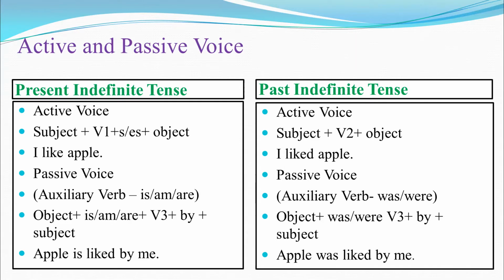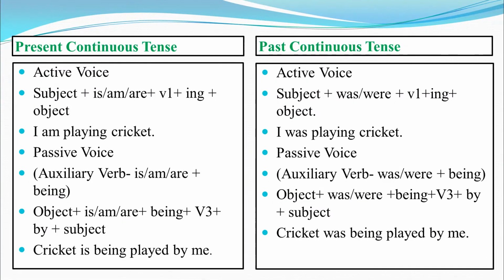Now come to the continuous tenses. First of all, we'll discuss present continuous tense. The structure of active voice is subject plus is am are plus ing form of verb and then object. For example, I am playing cricket. And the structure of passive voice is object plus is am are plus being plus third form of verb and then by and then subject. For example, cricket is being played by me.